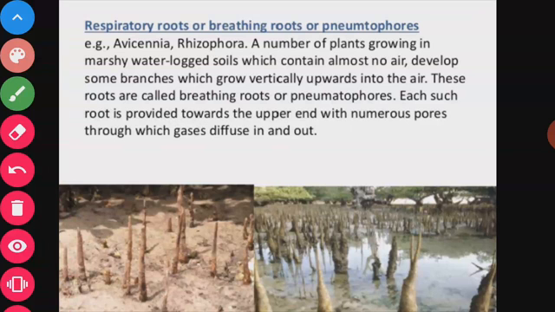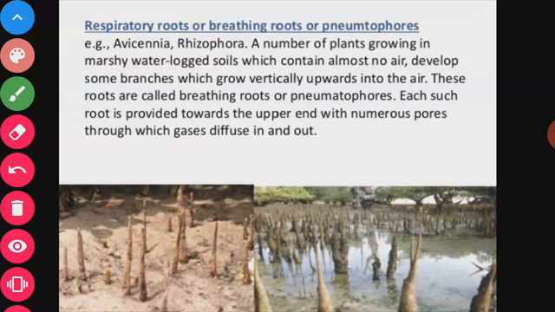Respiratory roots or breathing roots, or we can say pneumatophores. Some plants growing in marshy areas have secondary roots coming out of the soil. Those secondary roots coming out of the soil are known as breathing roots or respiratory roots or pneumatophores. Examples of plants in which breathing roots are found are Rhizophora, mangroves.